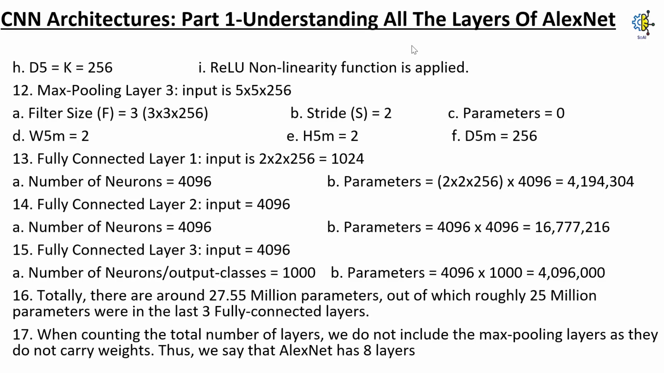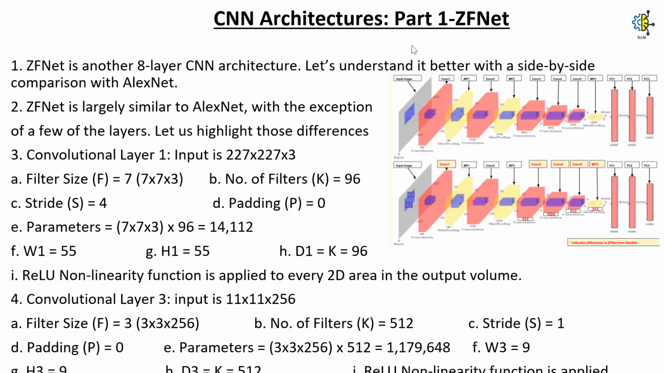Fully connected layer 1. Input is 2 cross 2 cross 256 which becomes 1024. Number of neurons are 4096. Parameters for fully connected layer 2: input is 4096. Number of neurons... Totally there are around 27.55 million parameters, out of which roughly 25 million parameters were in the last three fully connected layers. When counting the total number of layers, we do not include the max pooling layers as they do not carry weights. Thus, we say that AlexNet has 8 layers.